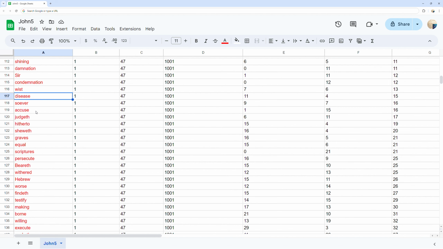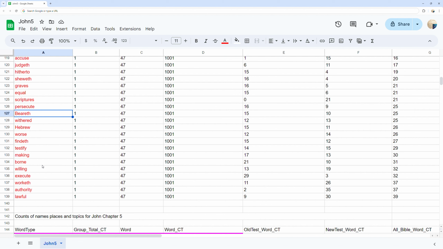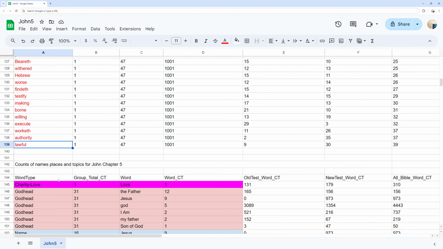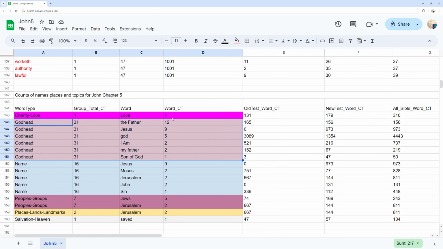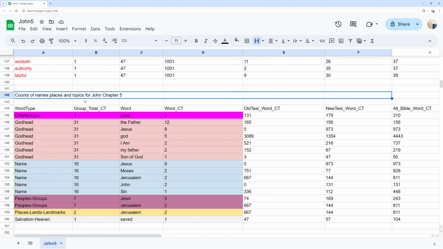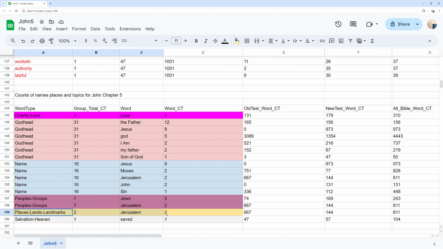Counts of names, places, and topics. You can see different topics, names, and places, as well as their word counts in John chapter 5. You can see 1 place listed at the bottom in orange as places, lands, and landmarks.